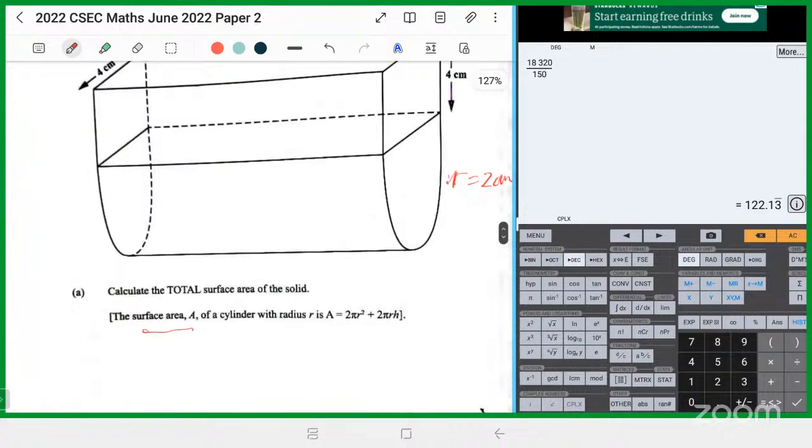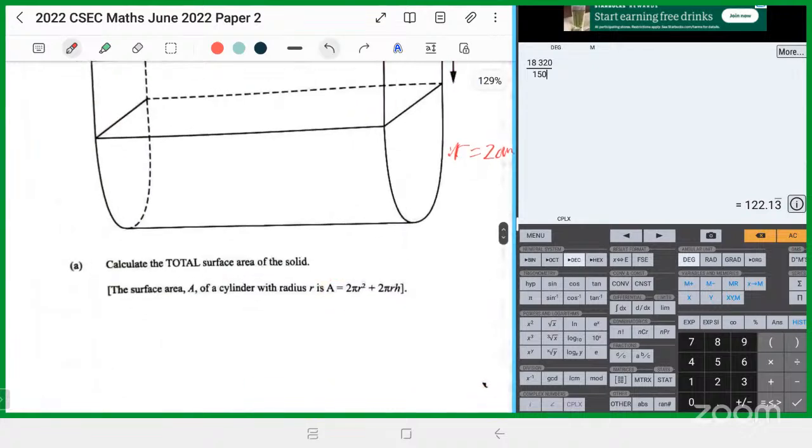It says the surface area of a cylinder, radius r, is 2 pi r squared, which is the area of the end, plus 2 pi r h. But the problem with this is that this is for if we had a full cylinder, right? But that's not a full cylinder we have. It's a semi-cylinder. So I would not depend on this. Don't need to depend on it. To get the surface area, you can use the formula that I gave you.